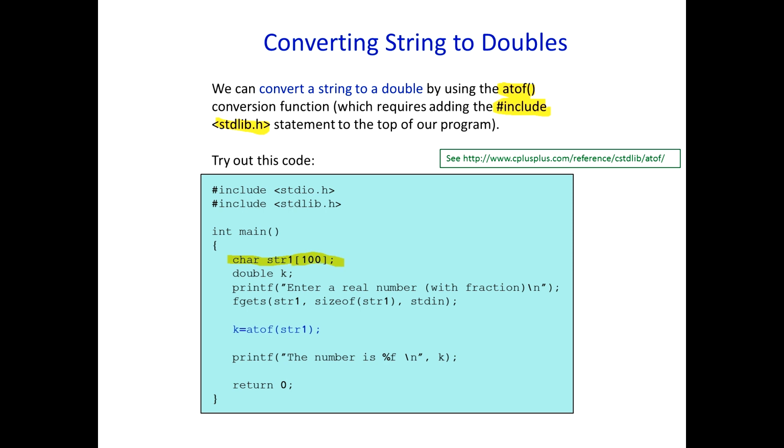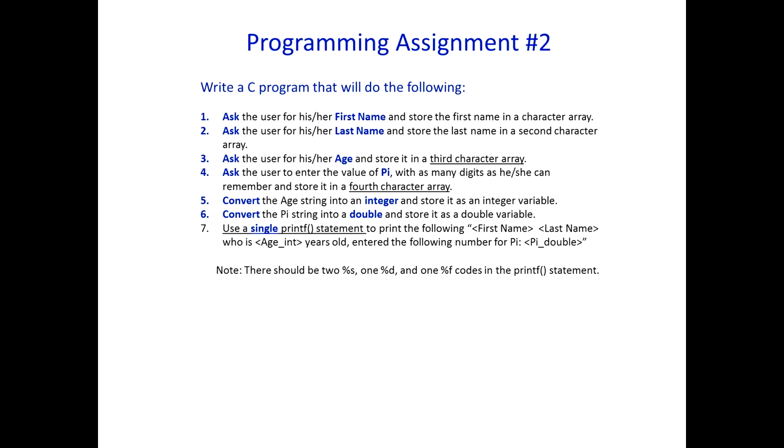Again, let's create an input array. We're going to now have K, which is now a double. And now with the prompt we're going to present to the user, enter a real number with a fraction part. We're going to capture that string, and now we're going to convert that string to a float with that atof function. And now let's print out the floating point number via the %f, and K here is the floating point number, and that's going to get inserted there when the printf statement runs. So try this code out. Okay, so you can print floating point numbers.